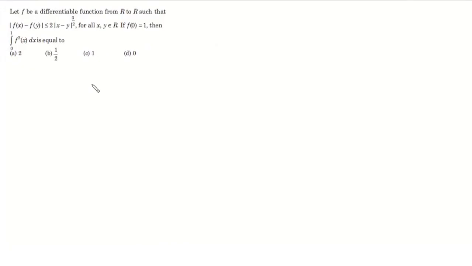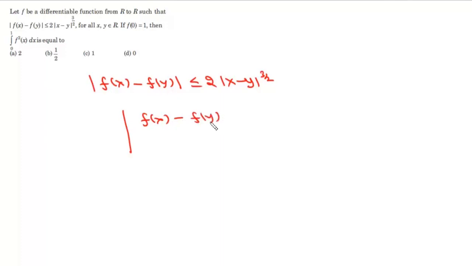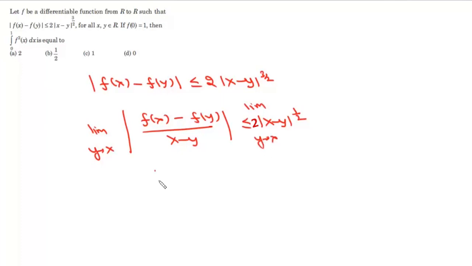Now the question is, we are given this function f(x), which is defined as mod of f(x) minus f(y) is less than or equal to 2 times mod of x minus y to the power 3 by 2. Now we can rearrange this as (f(x) minus f(y)) upon (x minus y) is less than or equal to mod of x minus y to the power 1 by 2. And what we'll do is, we'll take this limit y tends to x on both sides. Now this is f dash x, and it will be less than or equal to 0.